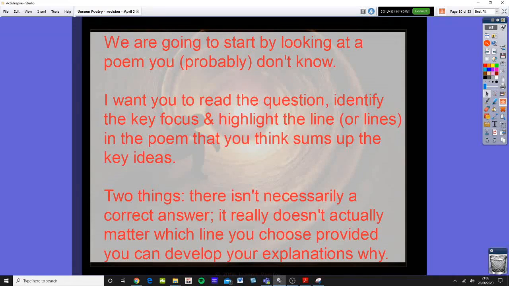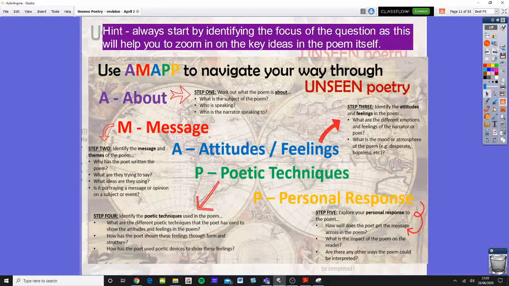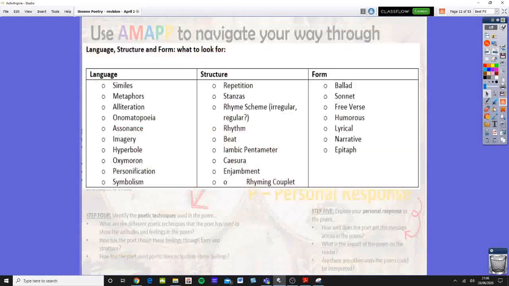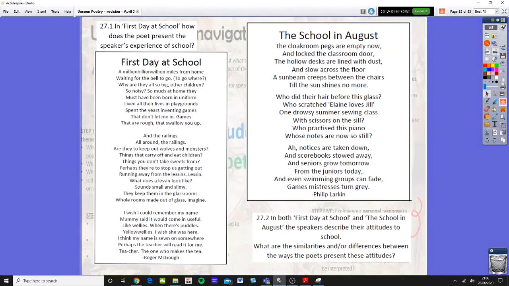As I said before, there's not necessarily a correct answer. It doesn't matter which line you choose, provided you can say why and link it to something to do with the writer's ideas and methods. Okay, so I'm going to click onto the poem now. So we're looking first of all at First Day at School.